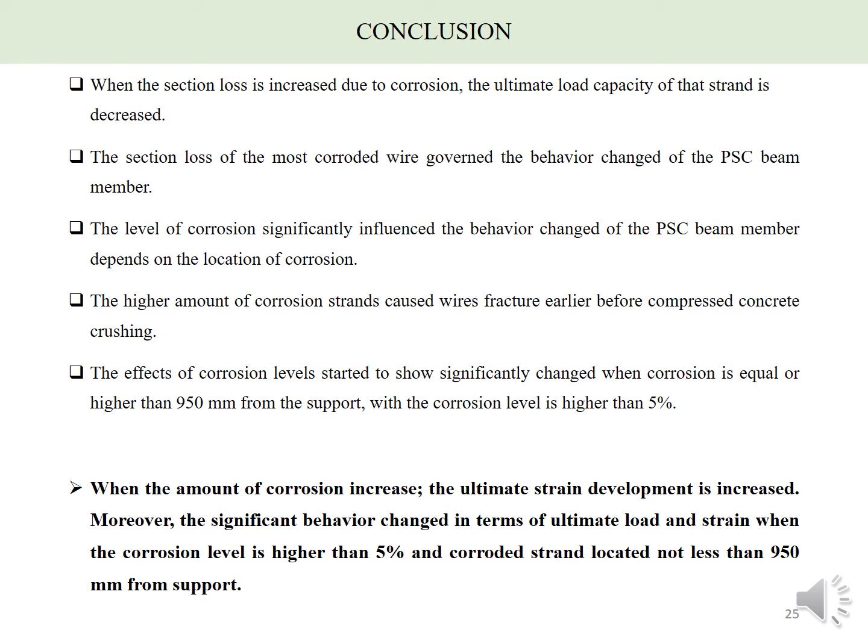So, as a conclusion, when the amount of corrosion increases, the ultimate strain developed is increased. Moreover, there is a significant behavior change in terms of ultimate load and strain when the corrosion level is higher than 5% and the corroded strand is located not less than 950 mm from the supports.